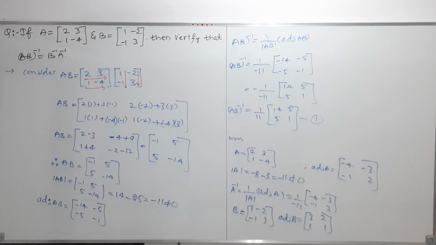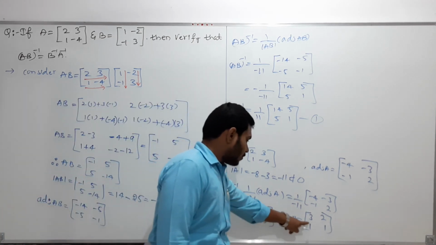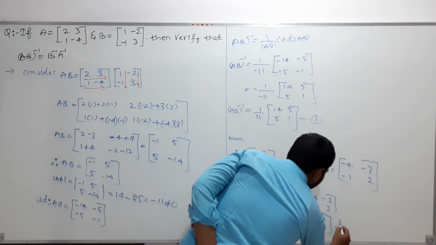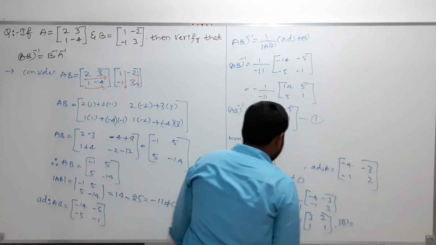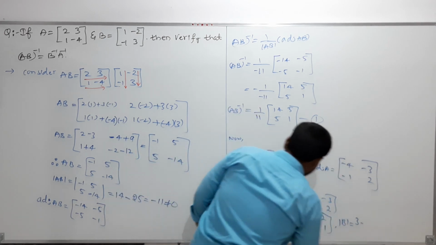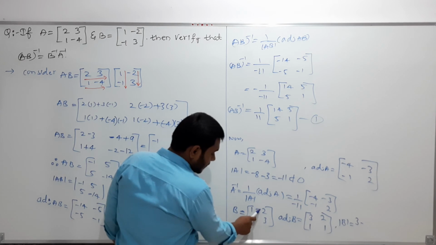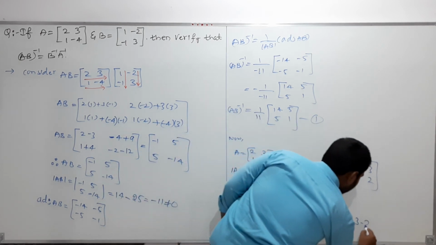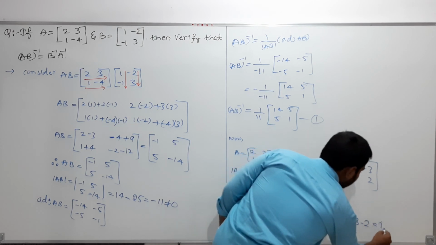Now B value is this much, and adjoint of B is this. Next I will calculate determinant of B. How to calculate determinant of B? This element into this element, so 3 ones are 3, minus of this element into this element. So minus, minus is plus, 1 into 2 is plus 2. So 3 minus 2 is equal to 1.